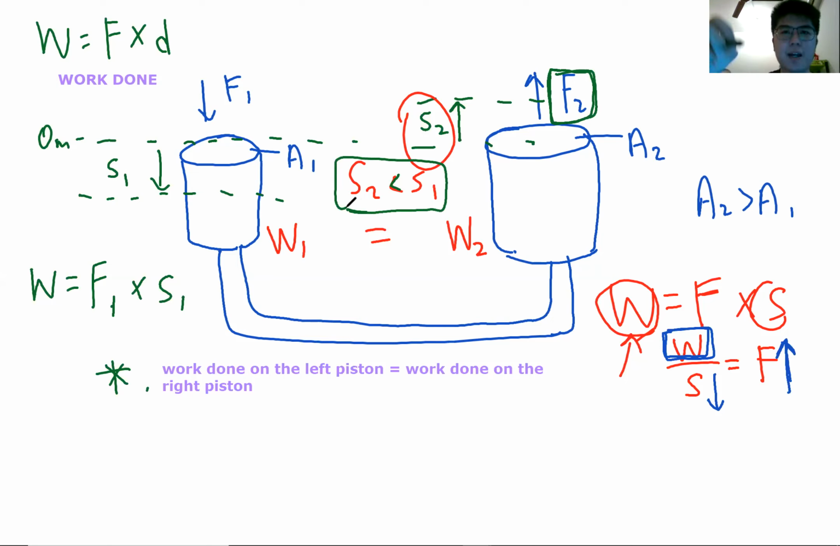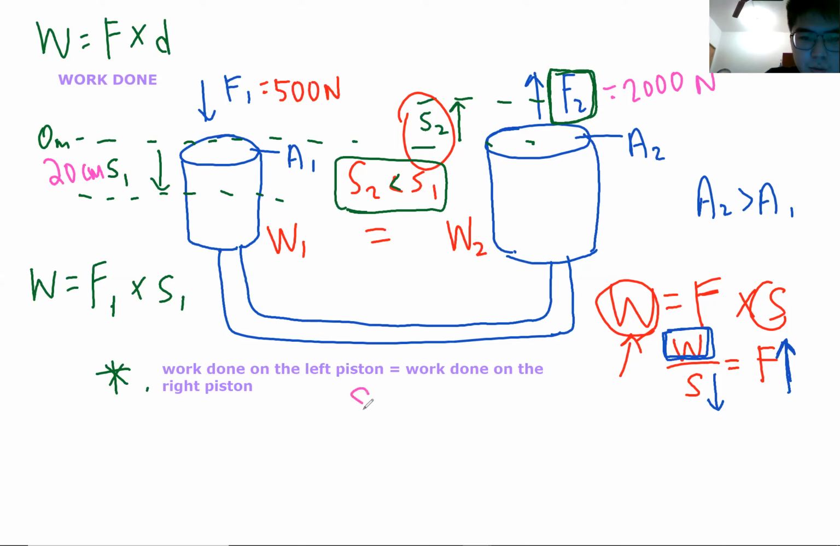So let's say I put some values inside so that you can see it. Okay, let's say force 1 is 500 Newton. Then distance 1, we put it as 20 cm. And distance 2 is the one that you want to calculate. And force 2 is 2000 Newton.